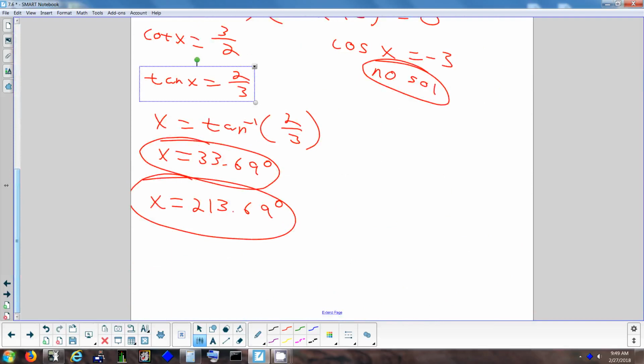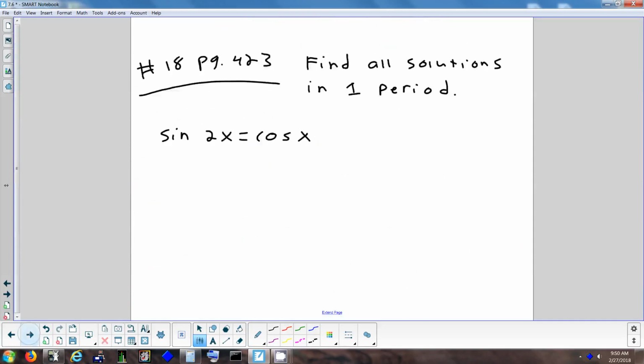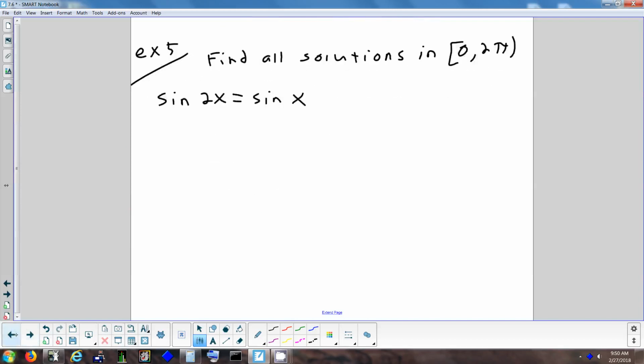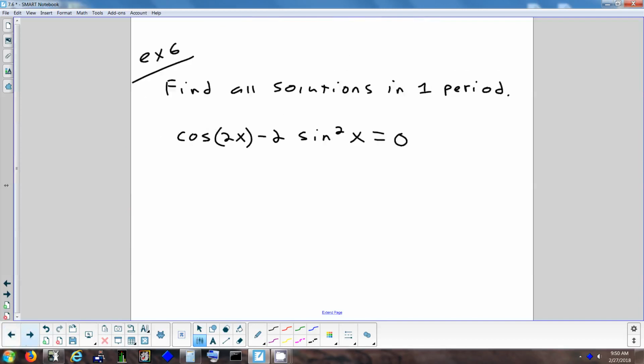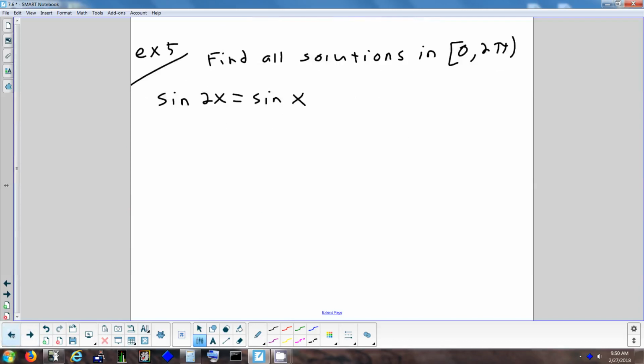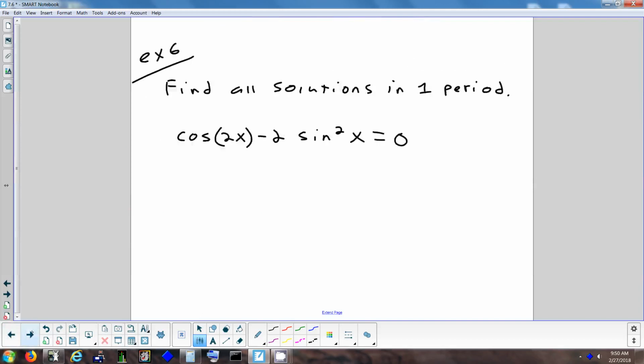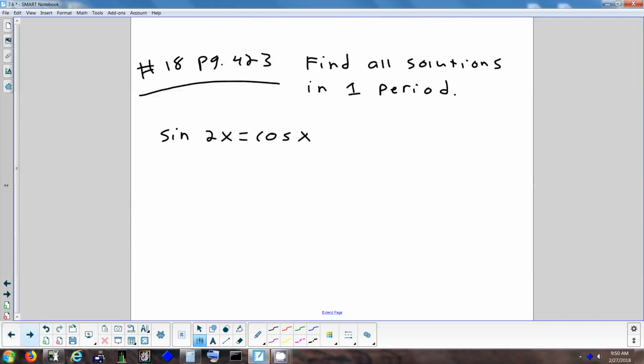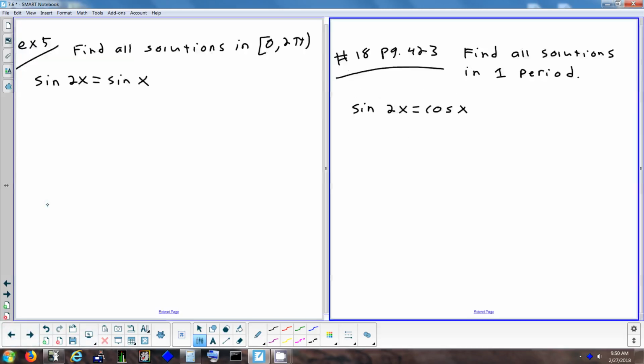Okay, so the book, they put 0.59 and 3.73. That's what those would be in radians, if you want to check. All right, those two are pretty much the same, and that one's kind of the same. So let's do one with a double angle. Do you want to do 5, number 18, or 6? 5 and 6 are pretty much the same thing. Almost identical. That's a little different. So actually, let's either do 5 or 18. Any preference on which one?